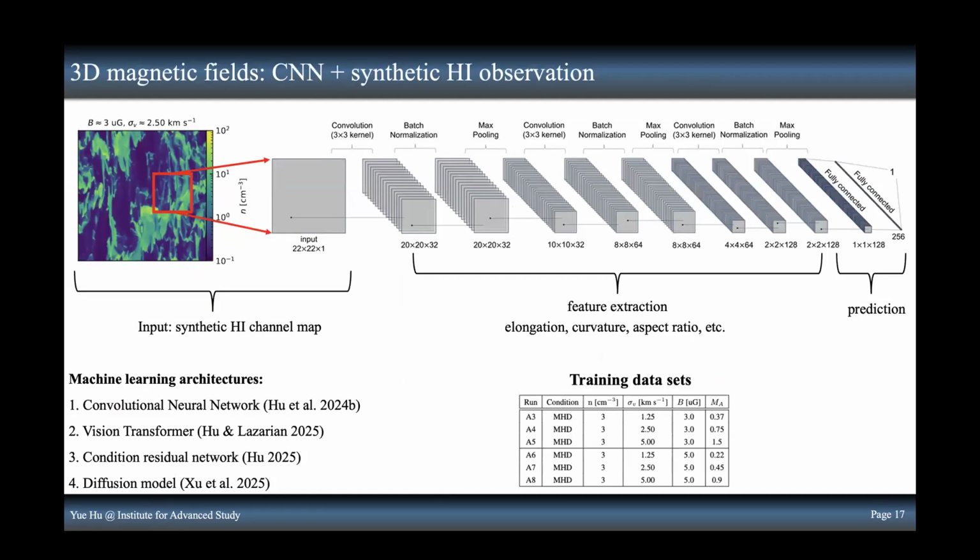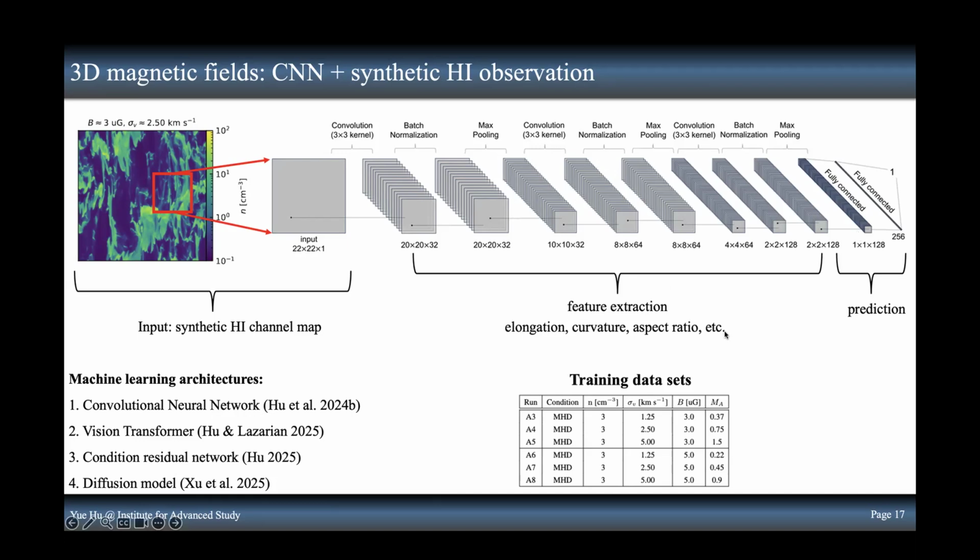Okay, in the next part of my talk, I will talk more about the machine learning work we adopt. Here is an example of a convolutional neural network, a typical approach to extract 2D features from images. Our input image for the neural network is a synthetic HI thin channel map, so it's dominated by the velocity information. The input HI channel map is convolved with kernels to do feature extraction. The features include the elongation, curvature, and aspect ratio I mentioned. Finally, the neural network can find the correlation between those features and the magnetic field and give the prediction.